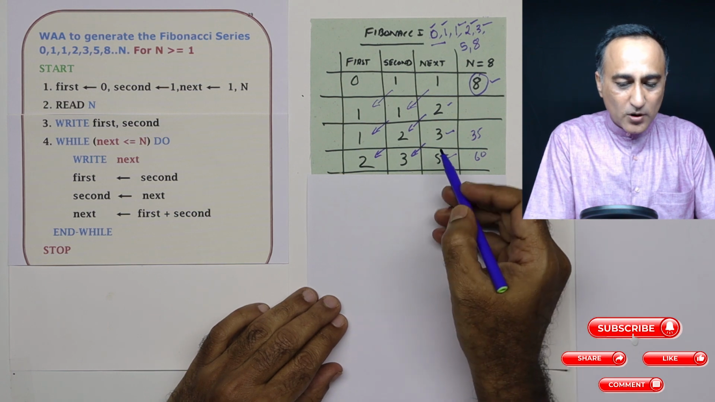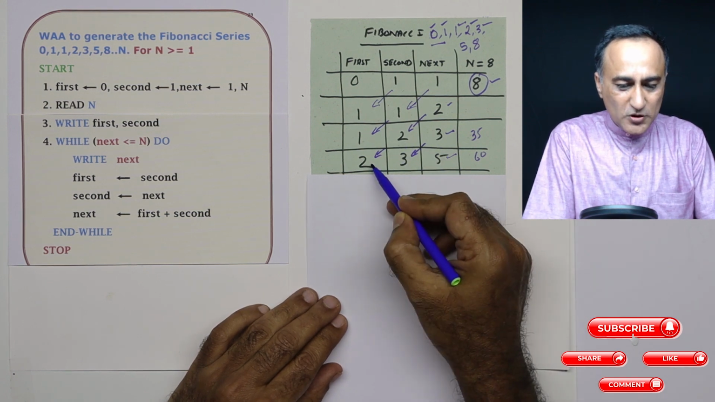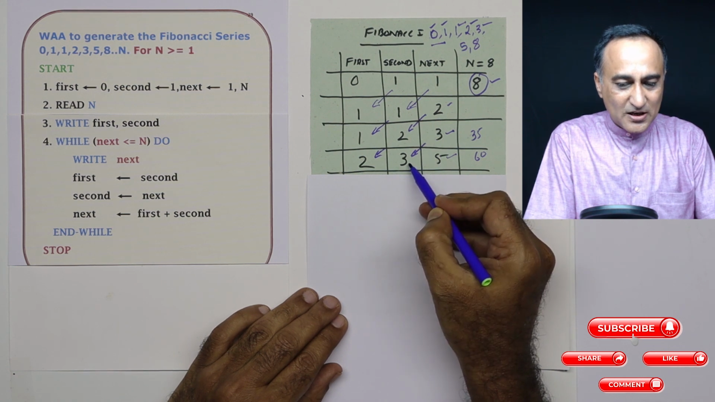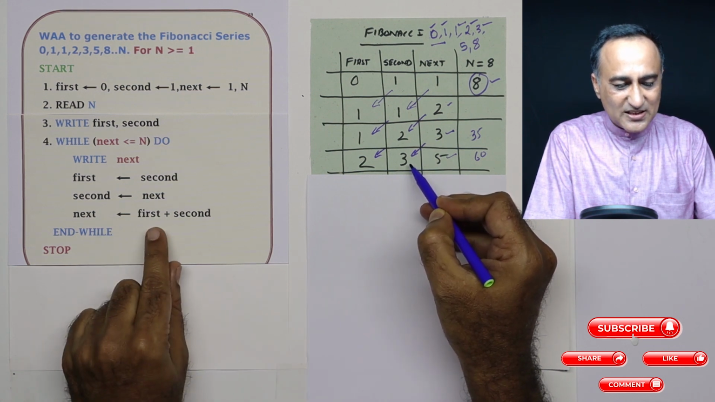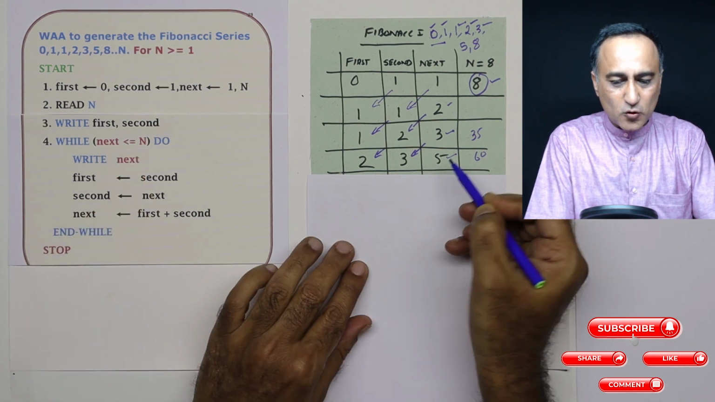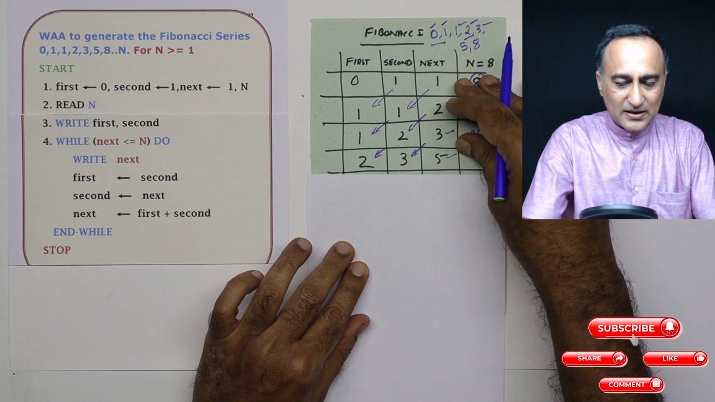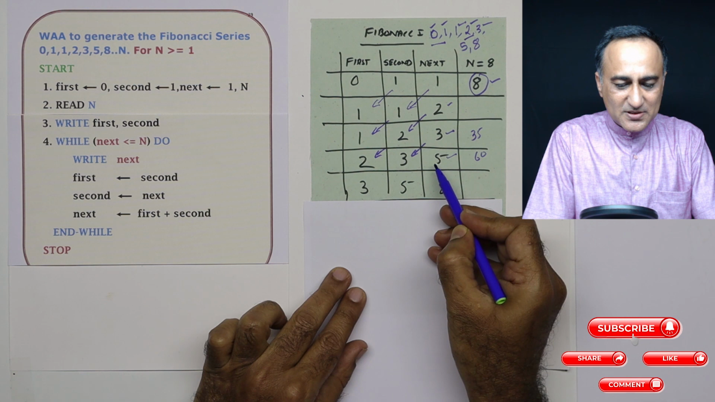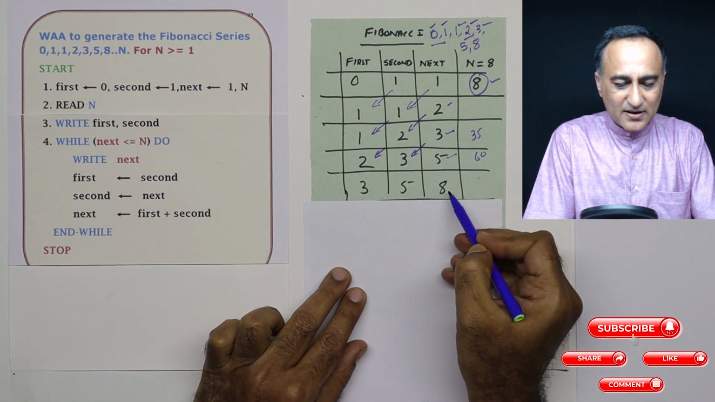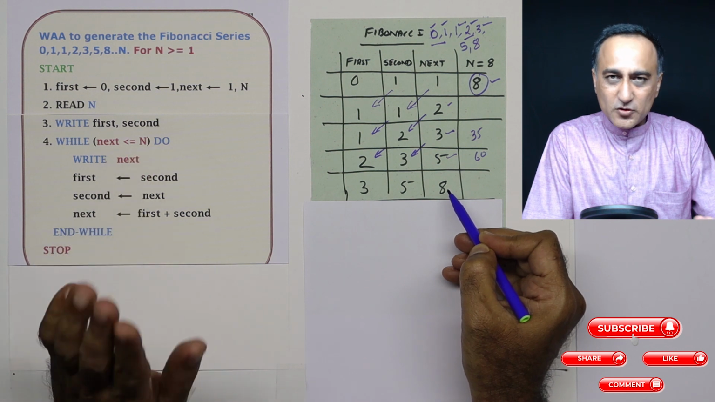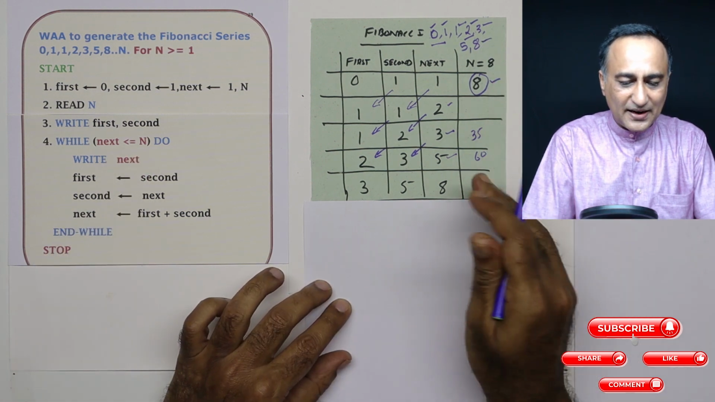Okay, so now 2 is going to first, and 3 is going to second. Since this is going, next is 2 plus 3 is 5. 5 is less than or equal to 8 is true. So I am printing 5. Then I come here. In the next step, first becomes 3, second becomes 5. Next becomes 8. 8 is equal to 8, so still we are okay. So we are printing 8.